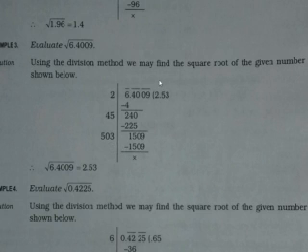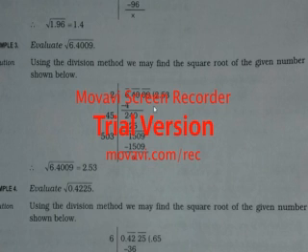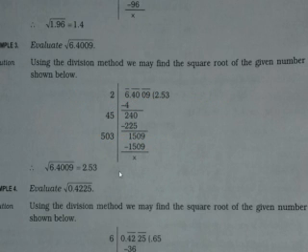1509. You can see 3 3s are 9, and then after 0, and then after 5, 3 5s are 15, so it becomes 1509, and you can see 2.53. So therefore root under 6.4009 is equal to 2.53. This is the way how we can find the square root of a decimal number also.